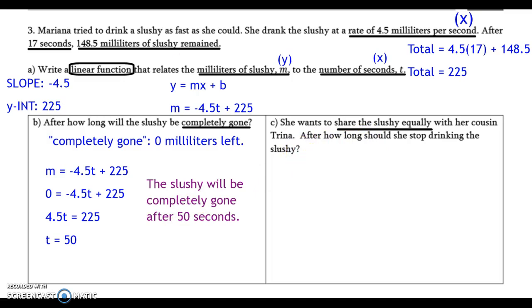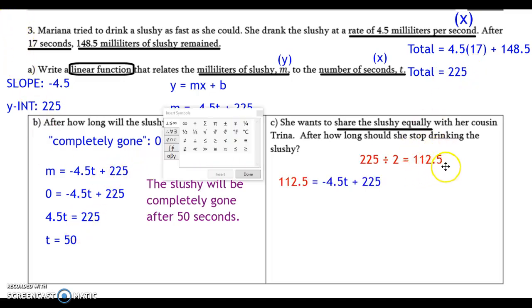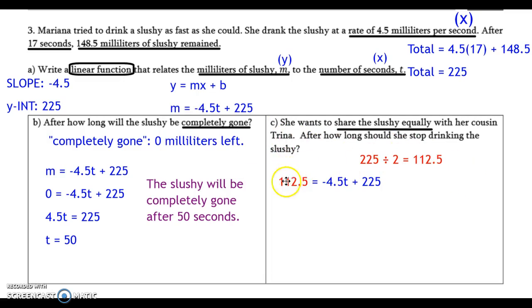There's another way to do this problem also. We know the total is going to be 225. I want her to drink only half of that, so we need to figure out half of that 225 and then substitute it into our equation. And once I find that point where she should stop drinking and let her cousin drink, we take that and substitute it into the equation, the formula, or the function. 112.5 is the new m.